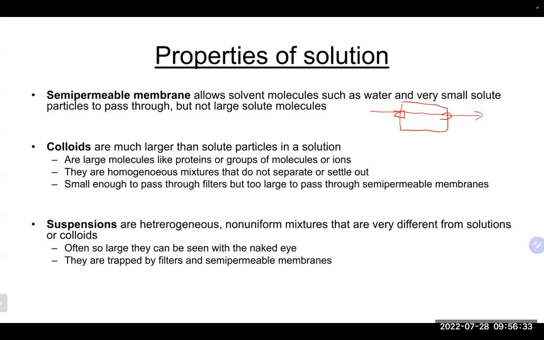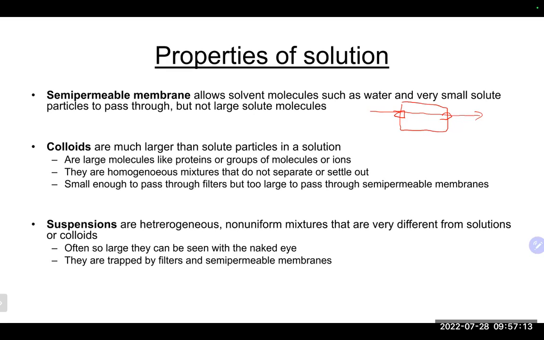Colloids are particles that are much larger than solute particles in a solution. These are really large particles like proteins and groups of molecules or ions together. Colloids are homogeneous, which means it's the same throughout. It mixes, so everything looks kind of the same. They do not separate out or settle out. Colloids can be passed through filters like filter paper, but they are too big to typically go through a membrane. They get stuck based on size.